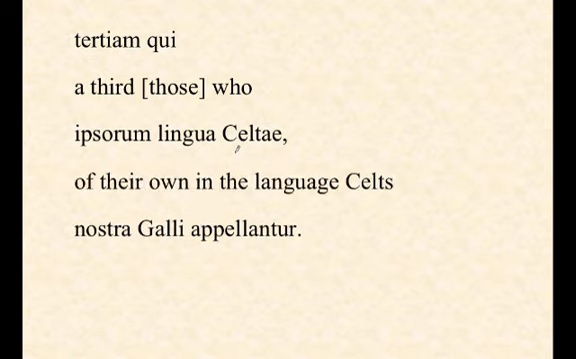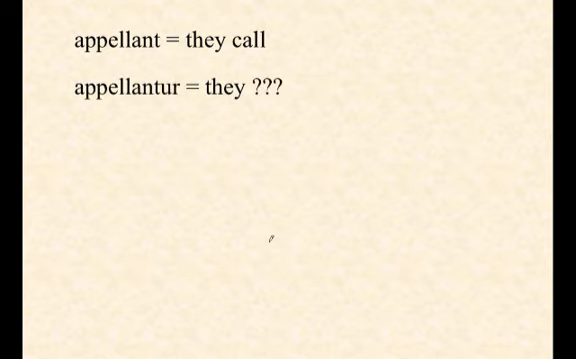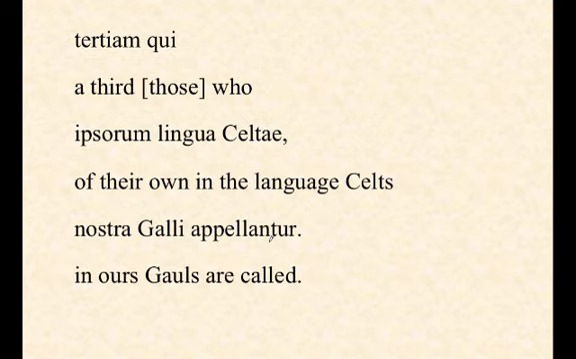Okay, so understood. The third, who, qui, ipsorum lingua Celtae, nostra Galli appellantur. Of their own in the language Celts, this will make sense as we break this out. Appellant, they call. But what do we have? We have a passive. Appellantur, they are called. Okay, so here's all the pieces, and I'm going to show you what it really should look like when we're done here. So the third, who are called, appellantur.